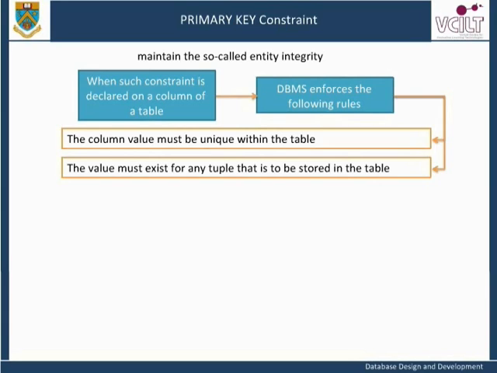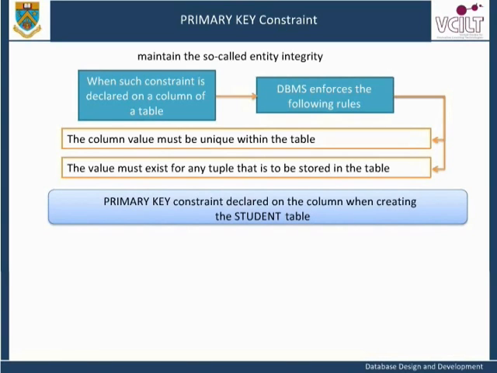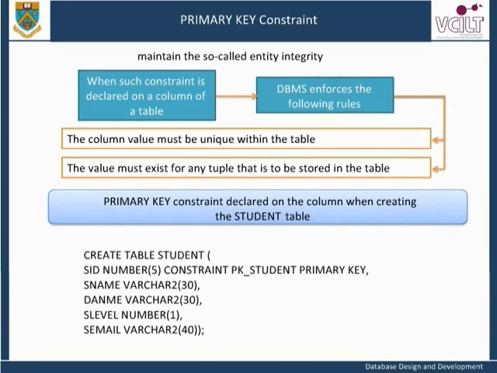For the student table in our university database, for example, we have SID as the key attribute. As a normal business rule, all students must have a valid and unique ID number as soon as they are enrolled. Thus, the SID column must have a unique value and cannot be null. To enforce this business rule, we can have the primary key constraint declared on the column when creating the student table. One way to do this is as shown below.